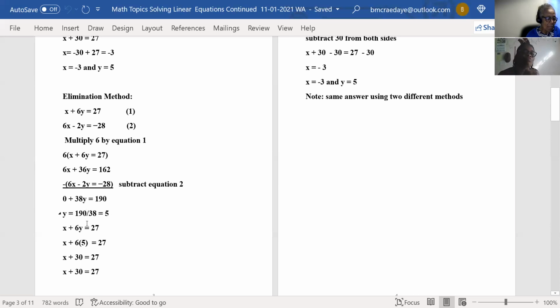Now we can substitute that 5 into the first equation, though you could do it with either one. x plus 6y is 27. Plug the 5 in for the y. That's 6 times 5, which is 30. x plus 30 is 27. And then we subtract the 30 from both sides.